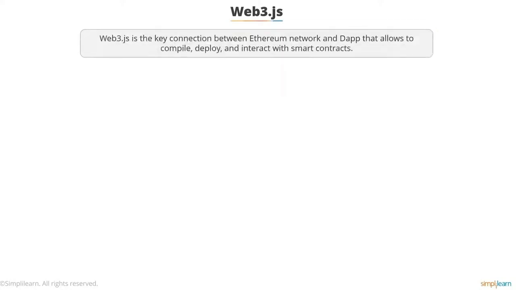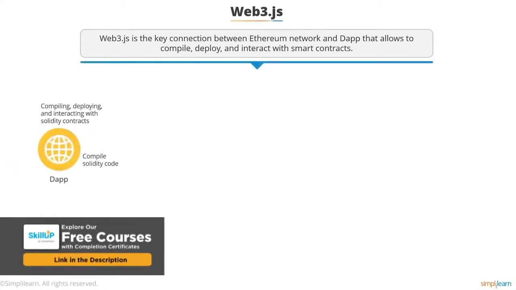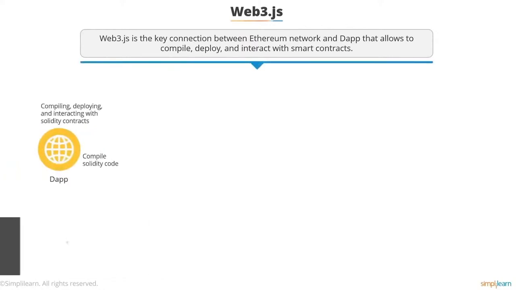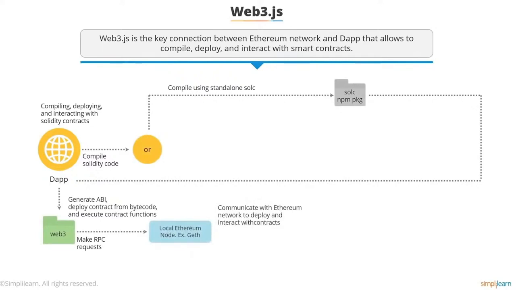The key connection between the Ethereum network and a dApp that allows you to compile, deploy, and interact with smart contracts is called Web3.js. It gives us a way to build a website or client that can talk to the Ethereum blockchain. Let's take an example of traditional development. When you develop a website, it talks to APIs using JSON or jQuery to make AJAX calls. A website talks to the blockchain using Web3 using JSON-RPC, which is similar to making a remote procedure call.